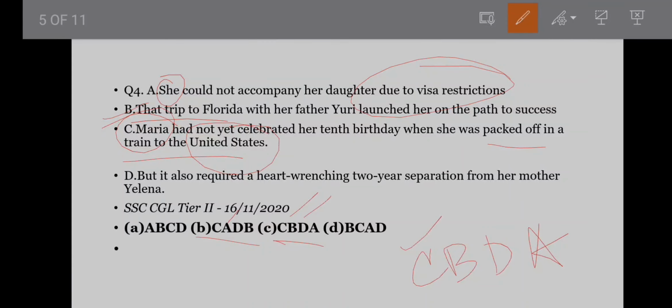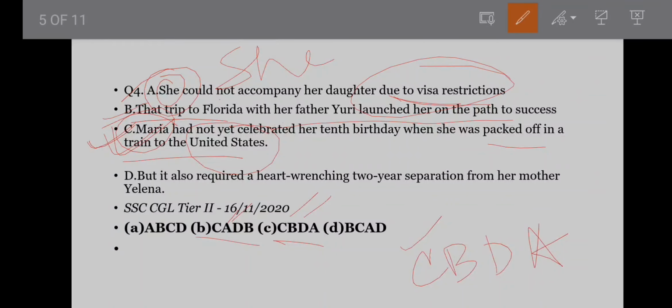Next will be option B. Why not option A? We can see that she could not accompany her daughter due to visa restriction. Who is she? She is not mentioned in option C, so there should be a prior sentence. So option B will be the next one. The trip to Florida with her father Yuri launched her on the path to success.